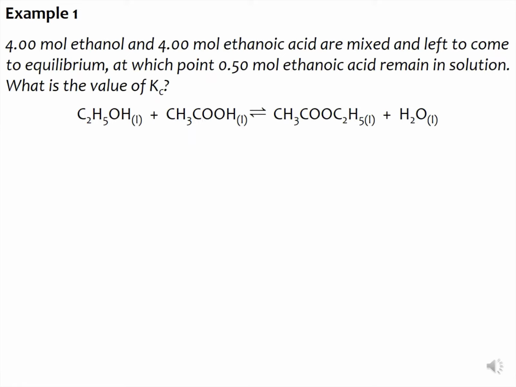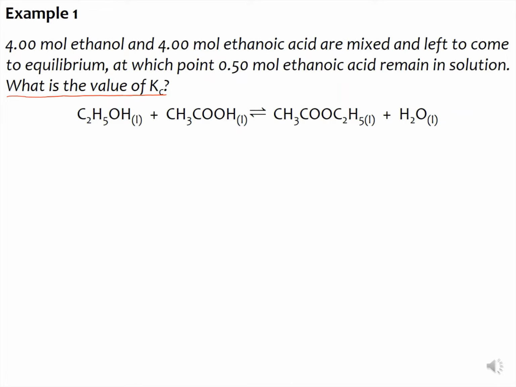4 moles of ethanol and 4 moles of ethanoic acid are mixed and left to come to equilibrium, at which point 0.5 moles of ethanoic acid remain in solution. What is the value of Kc? So we know that we've got to go through and find out all of our values of the equilibrium quantities of our reactants and products. And we've got to have a think about what information we have.